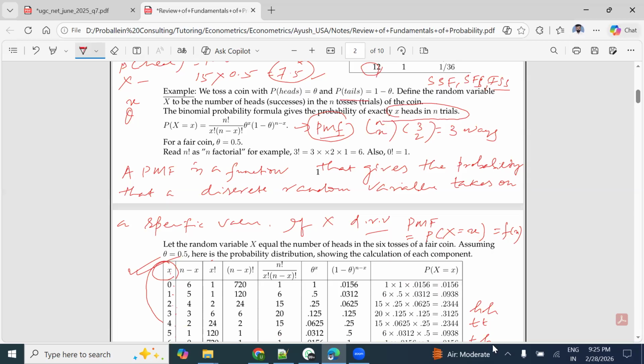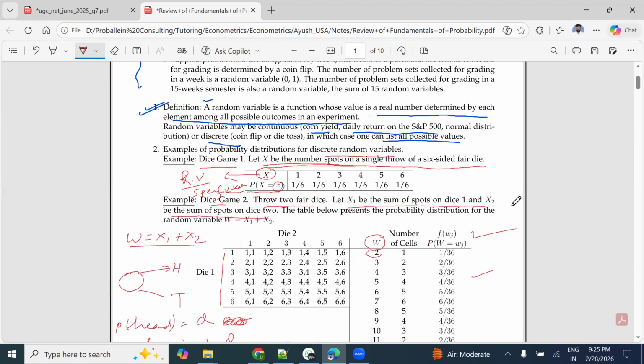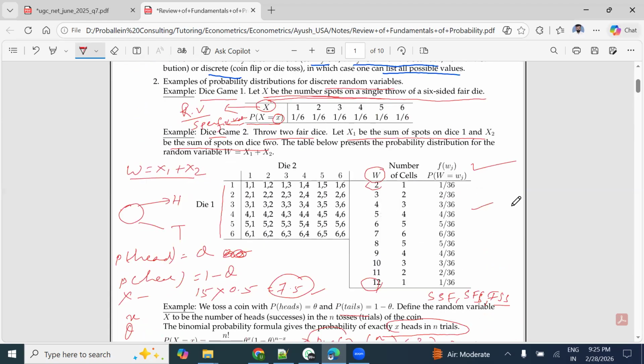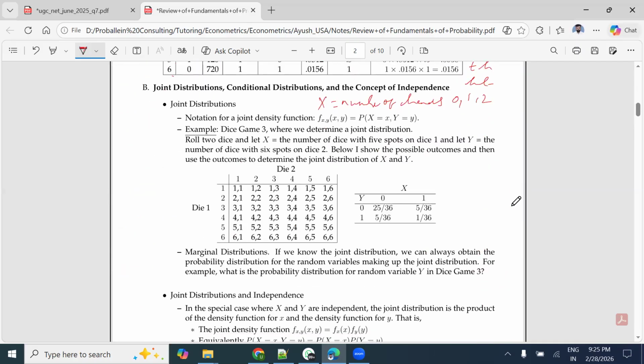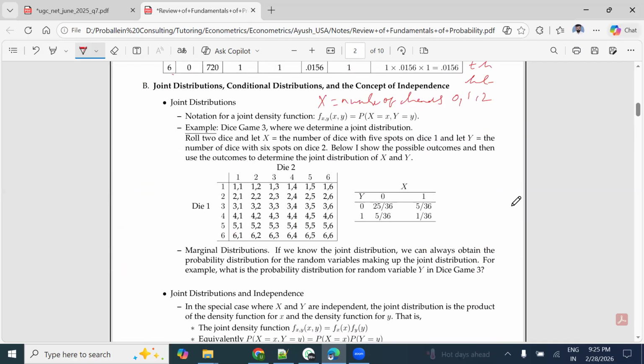I am going slow because this is a very important section. Because we are just completing probability, then we will focus on joint distribution, conditional distribution, and the concept of independence. Are joint distribution and joint probability the same thing or different? Yes, the same.